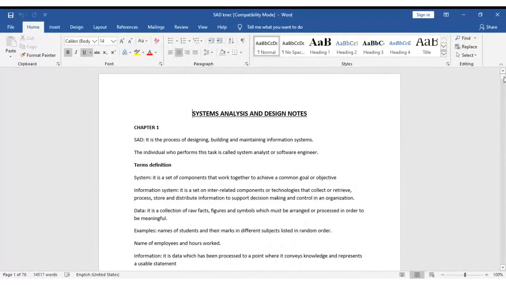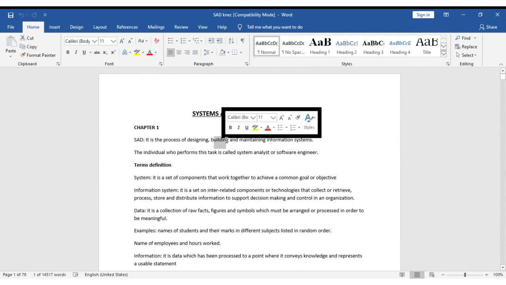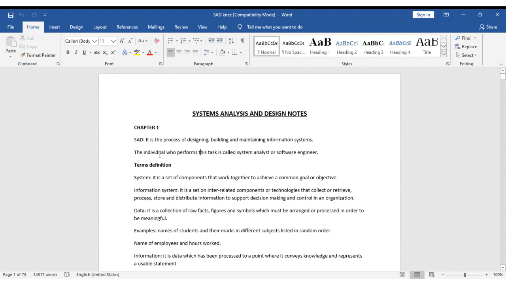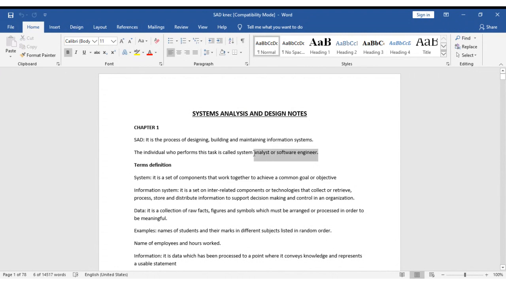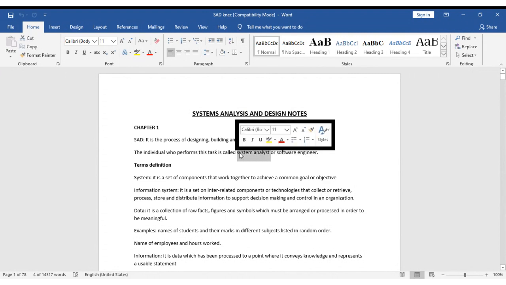I'll start. System analysis and design. Now, what is system analysis and design? System analysis and design is a process of designing, building, and maintaining an information system. The individual who performs this task is called a system analyst or a software engineer.